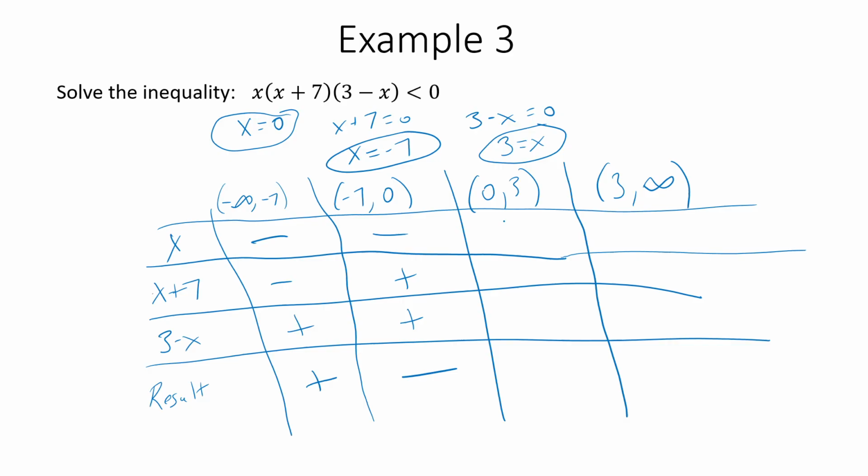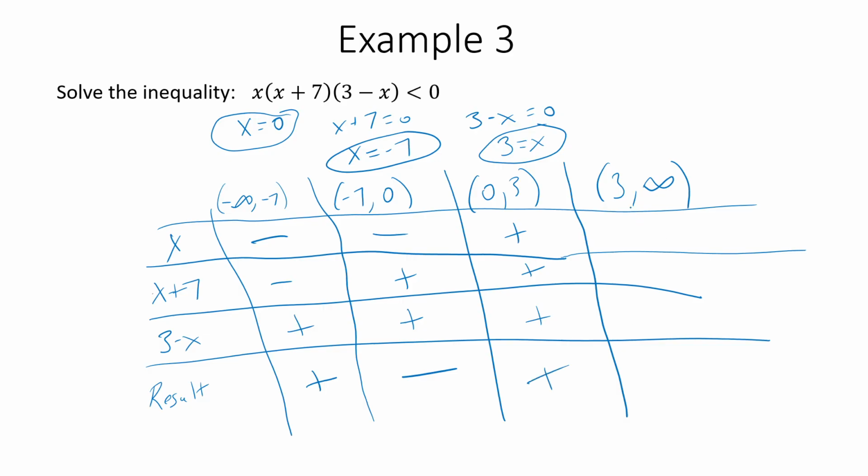How about between 0 and 3? How about if I just choose 1? If I chose 1 here, I'd have a positive number. If I chose 1 here for x plus 7, it'd give me a positive number. If I chose 1 here for 3 minus x, it would give me a positive number. Positive, positive, and positive is overall positive.